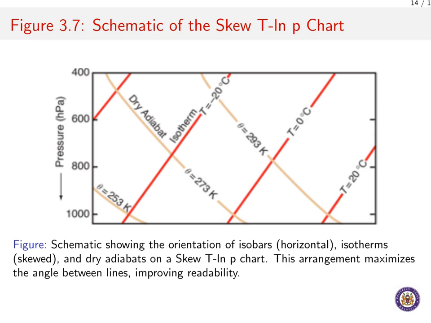to the upper left. The genius of this design is that it maximizes the angle between the isotherms and the dry adiabats to nearly 90 degrees. This separation makes it much easier for us to plot and analyze atmospheric profiles, because small but important variations in temperature become much more apparent.